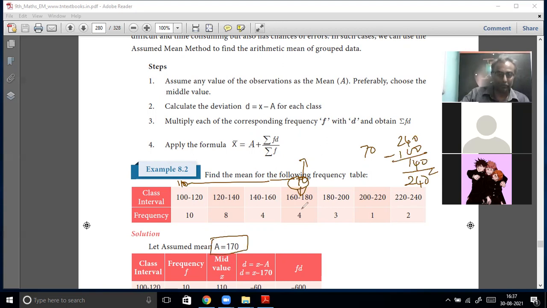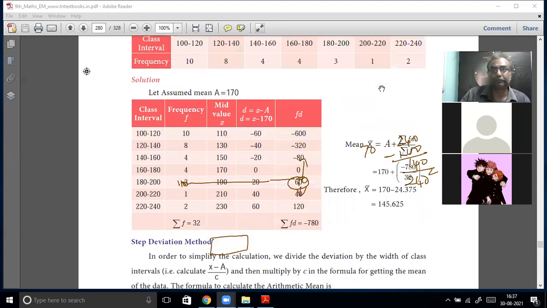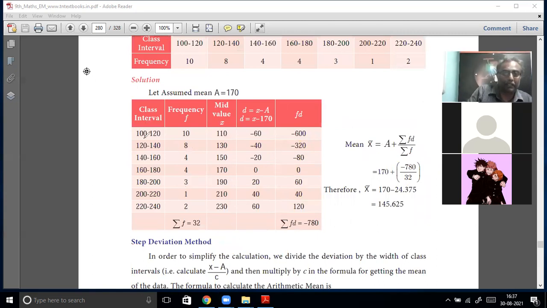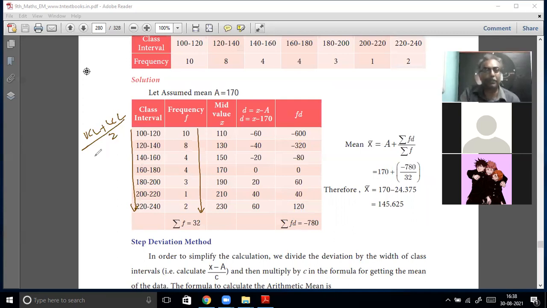Now what you do? One extra step you have to do. What is that extra step? You first put the class, everything is given in the data. Then you put the frequency of each, that is also given in the data. Then what you do, UCL plus LCL by 2. 100 plus 120 is 220 by 2. 220 by 2 is 110. So the mid value is 110. Like that you find all the mid values and put them.